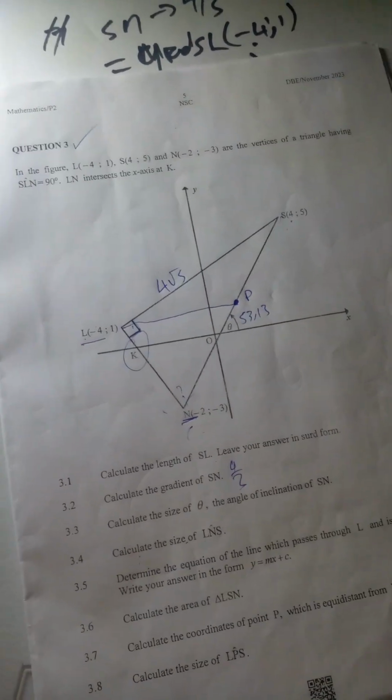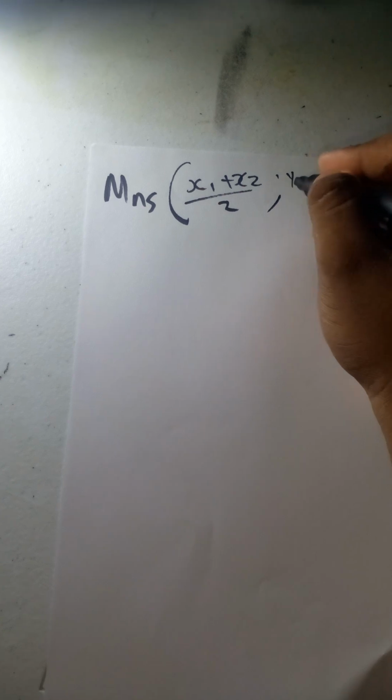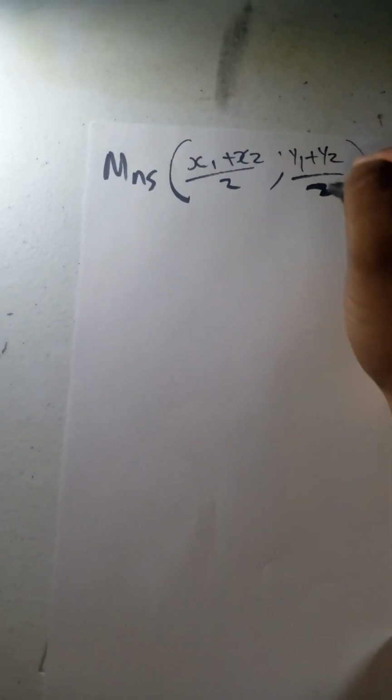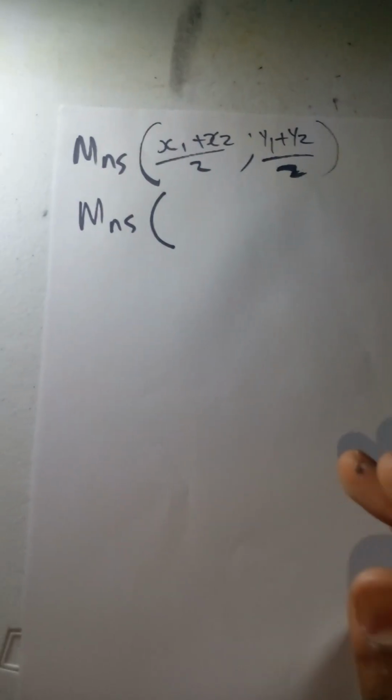Let me take a new paper. I hope you are still understanding everything there. You're going to find the midpoint of NS there. Did I lose my mark? Yes, I did. So the midpoint of NS is x1 plus x2 over 2, y1 plus y2 over 2. And now check something here. You don't make an equal sign, yeah? Please, just continue writing the midpoint of NS.